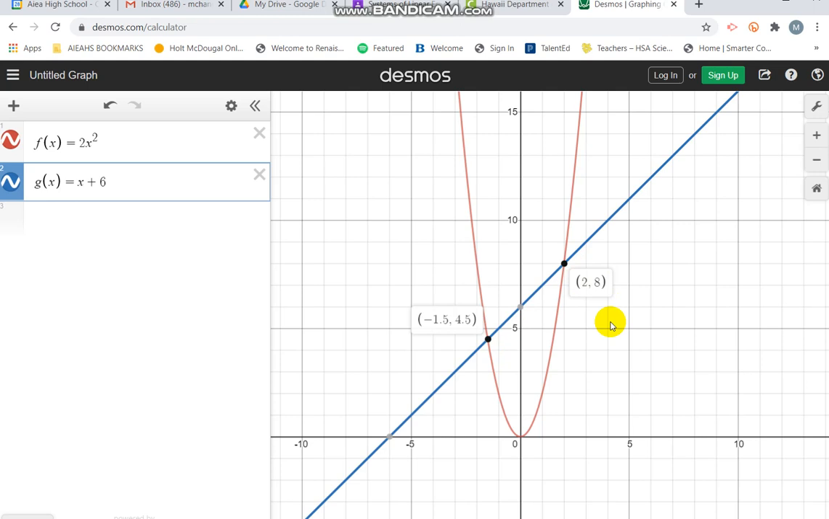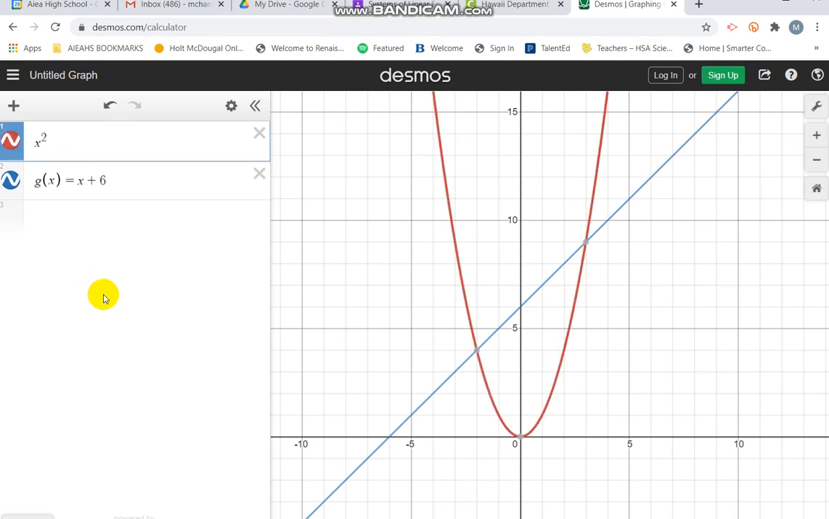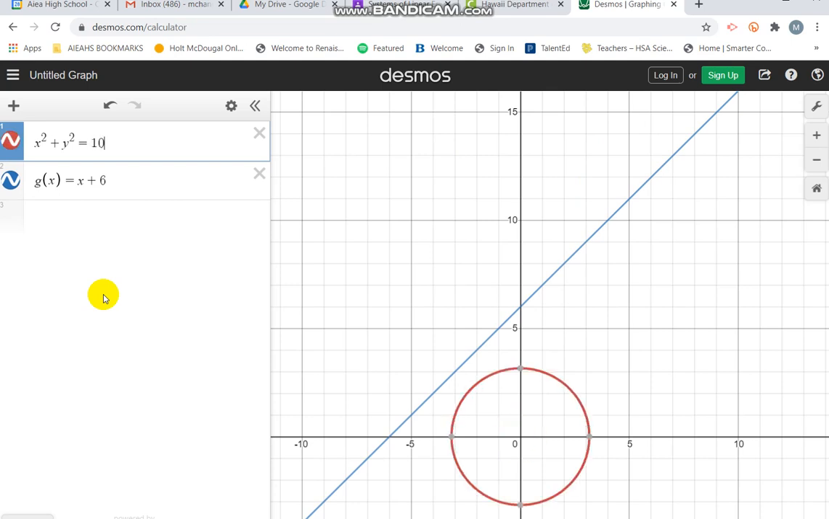Okay. All right. So let's go for the last example. Last example is kind of interesting. Let's go ahead and change this up a bit. What I'm going to introduce to you is this idea of a circle. So the equation of a circle looks something like this. It's basically x squared plus y squared equals some constant. In this case, let's just say it's 10.